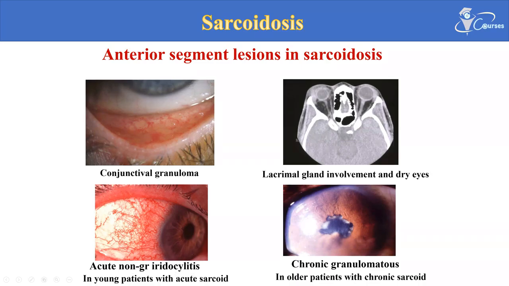This is mostly in young patients with acute sarcoid. But if the patient has chronic sarcoidosis, or if the patient is older age, they will present with chronic granulomatous uveitis. So again, the presentations depend on the onset, course, and the age. If the patient presents acutely and he is young, it will more commonly be non-granulomatous. If the patient is old and presents with insidious or chronic sarcoidosis, it's more likely to be granulomatous. So these are the anterior segment findings.